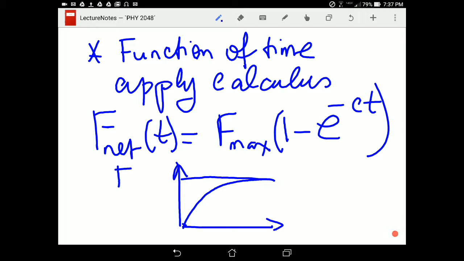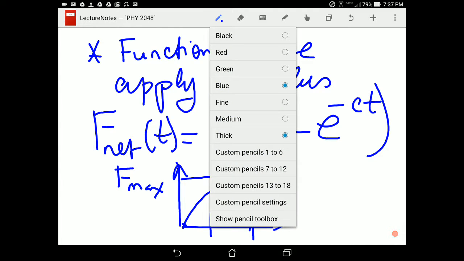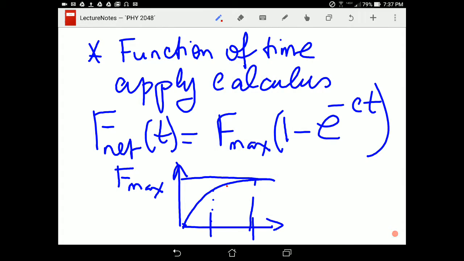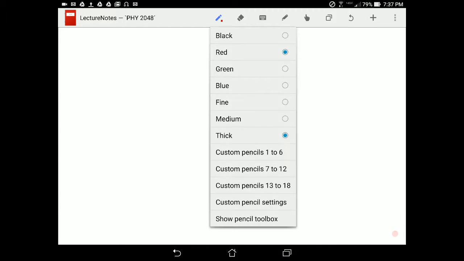This would be an example where you'd have to integrate the function between, say, an initial time and a final time. And if you wanted to do that, then you would be looking for the area under this curve right there. And that would be the impulse given by the force during that time. That's one option.